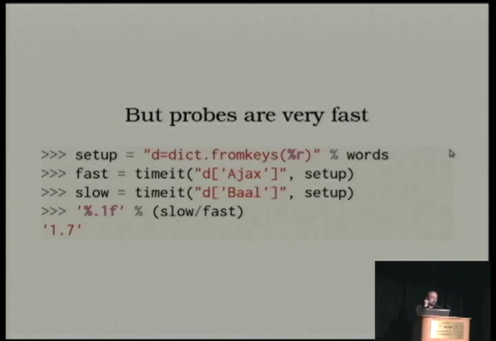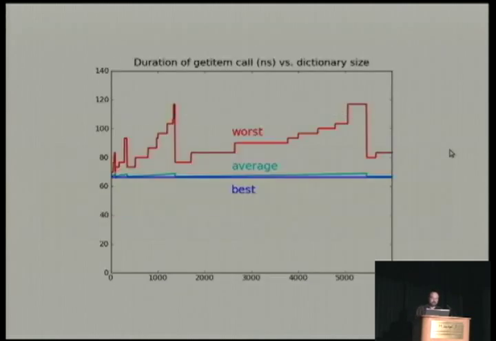So in machine terms, this search is just comparing two 30-bit numbers, doing a compare, doing a quick bit of math to find the next place to look, and you're off and running looking at the next location it could be. So the difference between looking up Ajax, which you'll remember was 1 probe deep, and Baal that was 16, is only a factor in time of 1.7 once you include all of the overhead of making a get item lookup and a function call in Python in the first place.